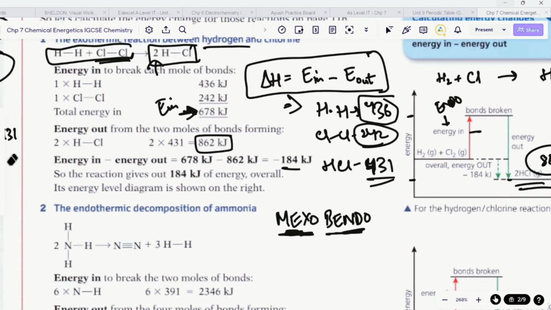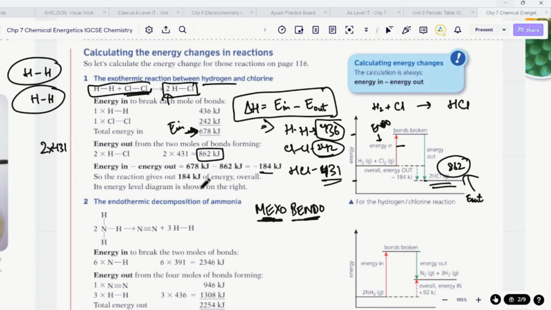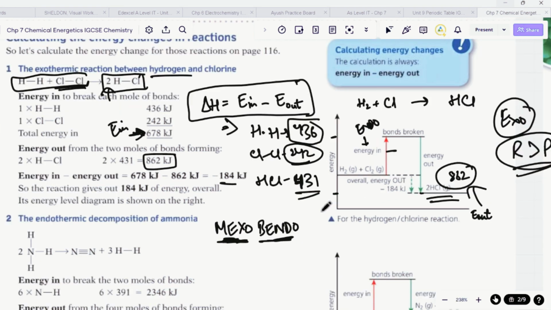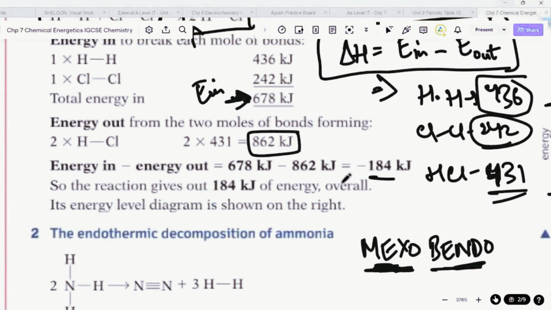Yeah? Okay, so when will you put this negative answer? Whenever my reaction is an exothermic reaction. See, in an exothermic reaction, the reactant's energy is greater than the product's energy. An exothermic reaction will always be represented by a negative sign. Okay? This would show that this energy is given out.